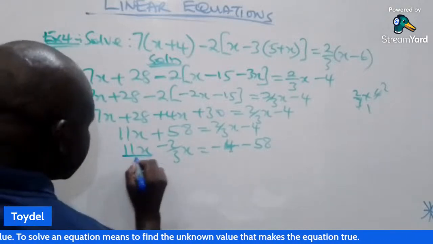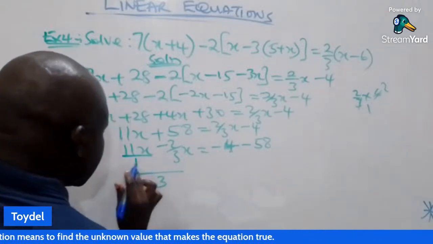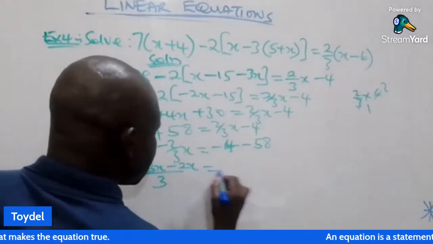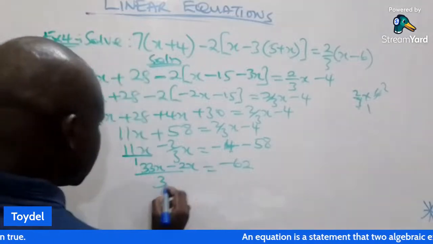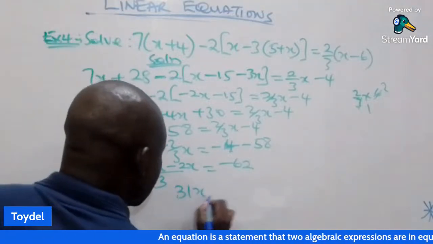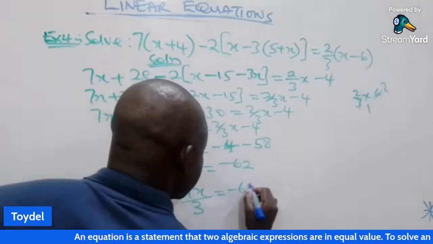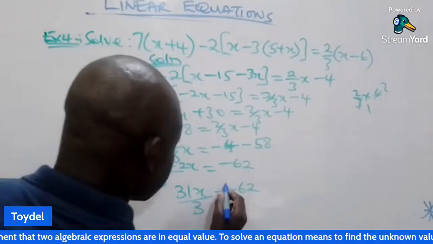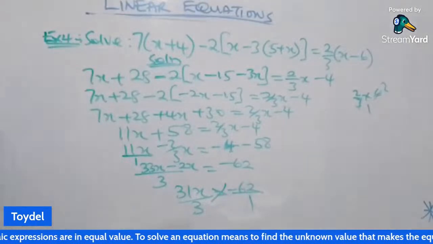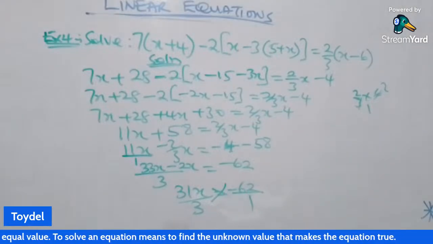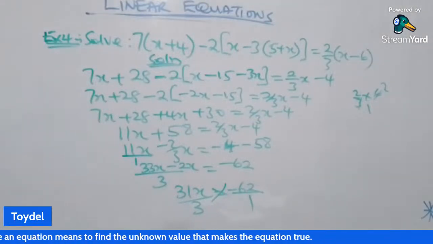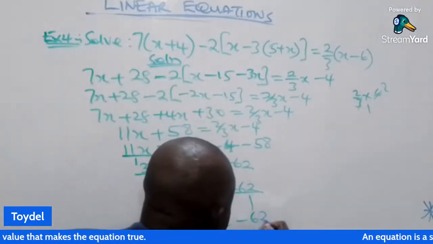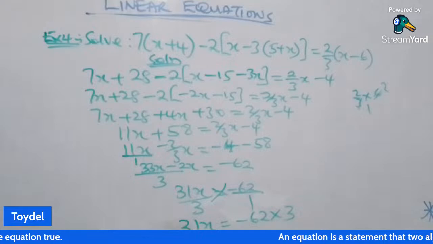So let me find the LCM here. The LCM is 3. I'm going to have 33x minus 2x is equal to minus 62. Then at the end of the day, I'm going to have 31x all over 3 is equal to minus 62. Then if I cross multiply, I'm going to have 31x equal to minus 62 times 3.